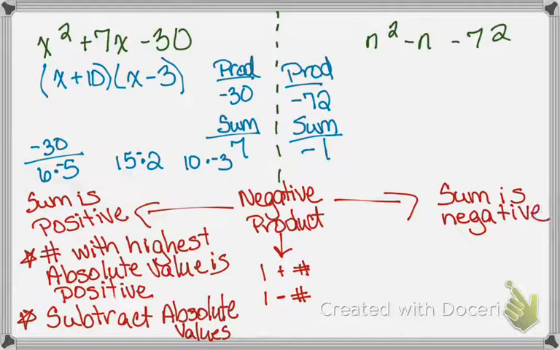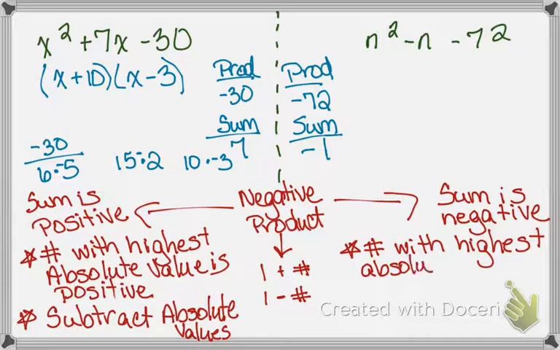Okay, I already know that I'm going to have one positive number and one negative number. If I have a sum that's negative, what can you tell me about those numbers? Good. The biggest one's going to be negative. Now I'm going to rephrase that to say the biggest absolute value is going to be negative. So number with highest absolute value is negative.